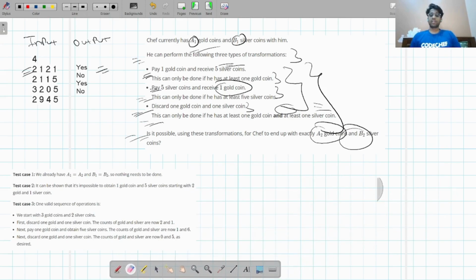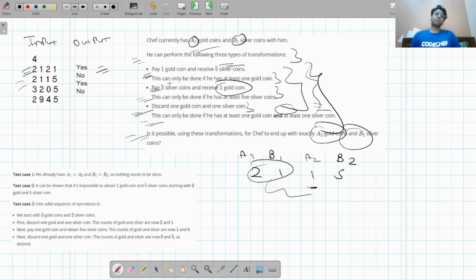Now let's go for another test case, guys. So we will take the second one, which is 2 1 1 5. Basically A1, B1, A2, and B2. It can be shown that it's impossible to obtain one gold coin and five silver coins starting with two gold and one silver coin. Over here, there is no possibility of achieving this by following these transformations. So the output for the test case is simply no.